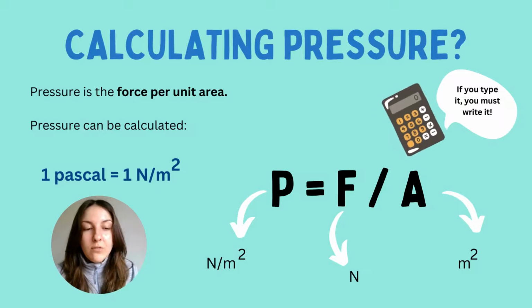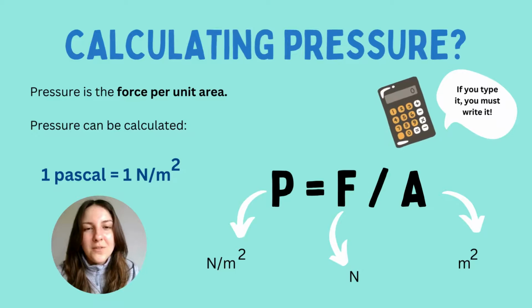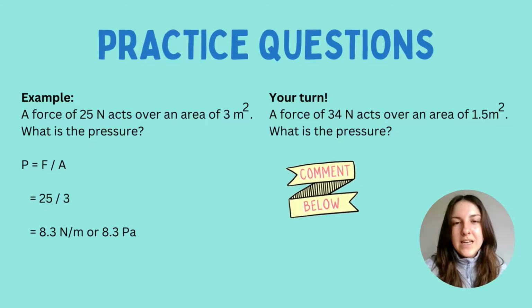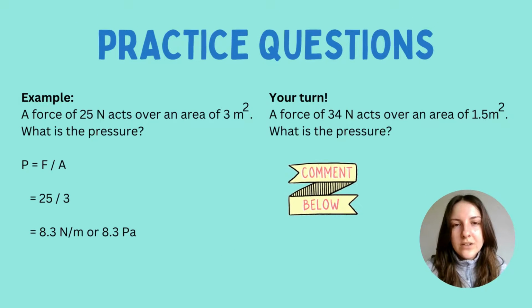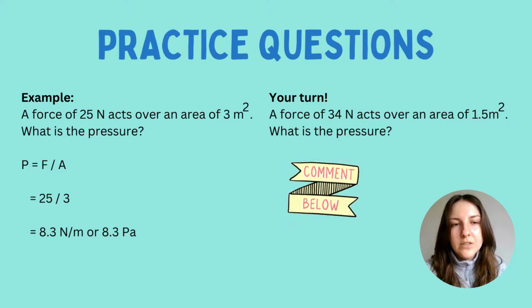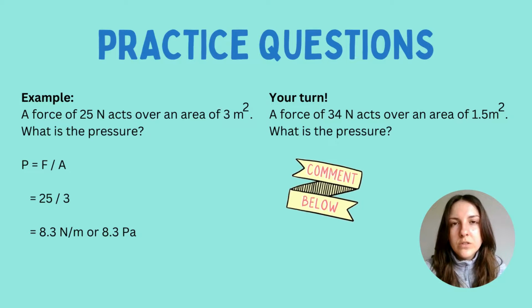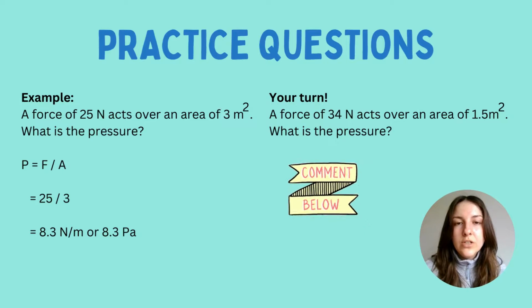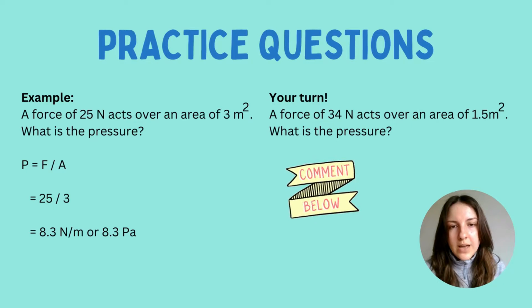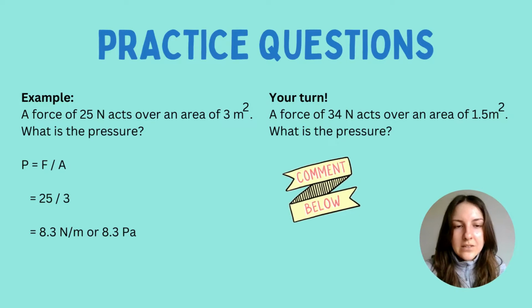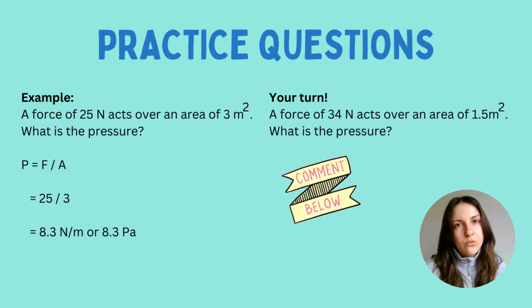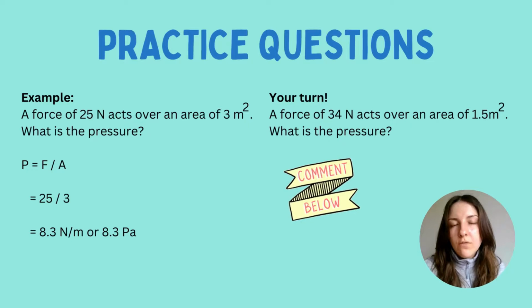So let's have a go at some questions and a practice one for you guys. The first question says a force of 25 newtons acts on an area of 3 meters squared. What is the pressure? The first thing you want to do is write out the equation: force divided by the area. Then you want to put the numbers in. So the force is 25 newtons divided by 3 meters squared, which is the area. And you should get an answer of 8.3 pascals or newtons per meter squared. However they ask for the units is fine.